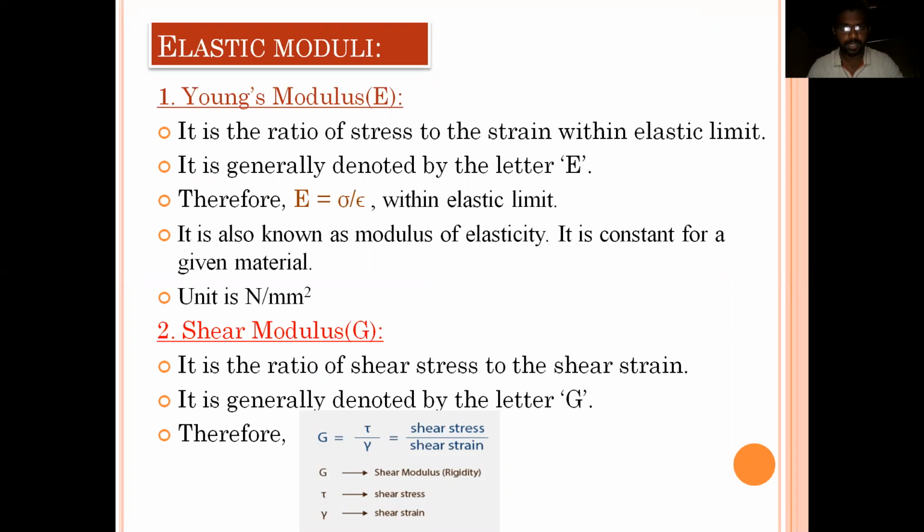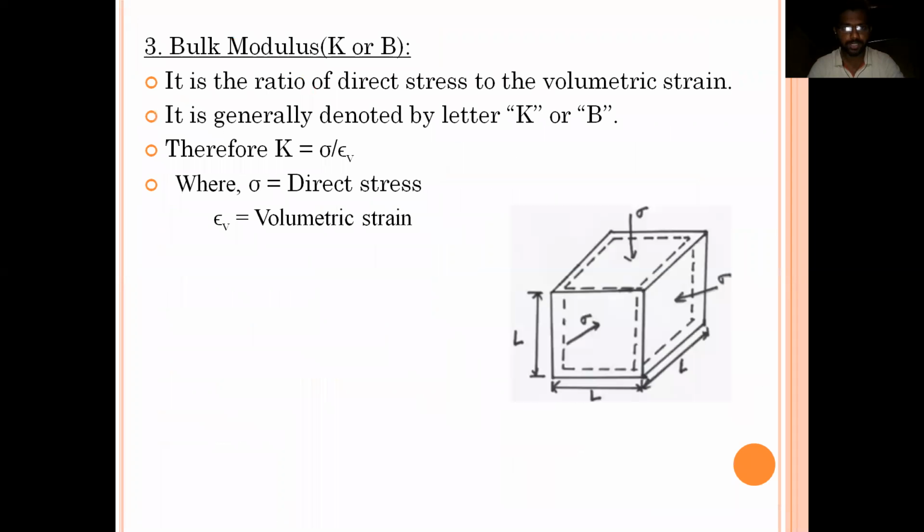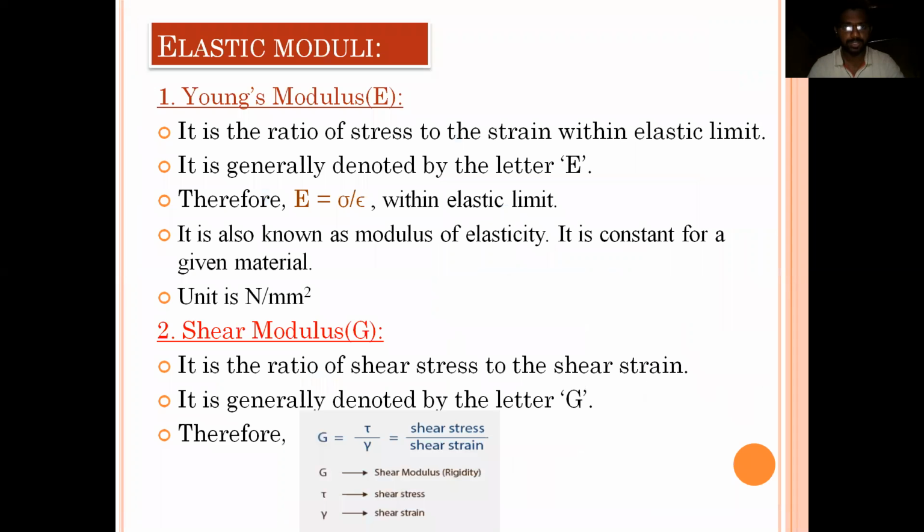Next concept is elastic moduli. There are three elastic moduli. The first one is Young's modulus, second one is shear modulus, and the third one is bulk modulus. Let us understand them one by one. So what is Young's modulus? Young's modulus is the ratio of stress to the strain within elastic limit. This Young's modulus is calculated within the elastic limit, and it is the ratio of stress to the strain within that elastic limit.